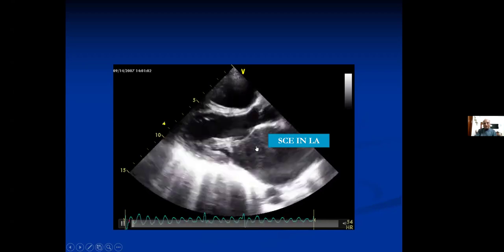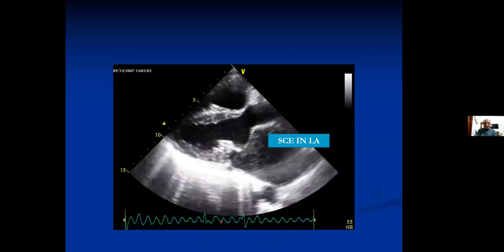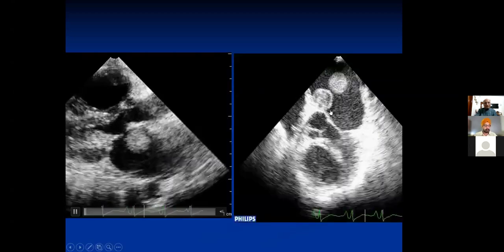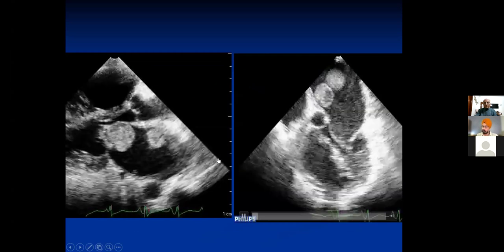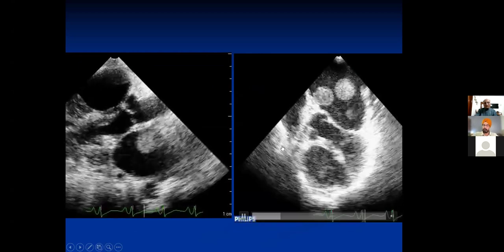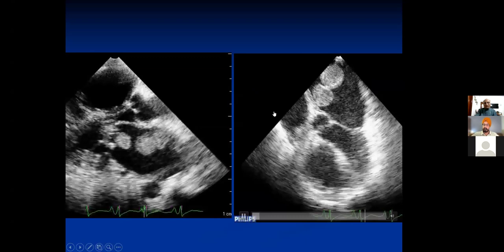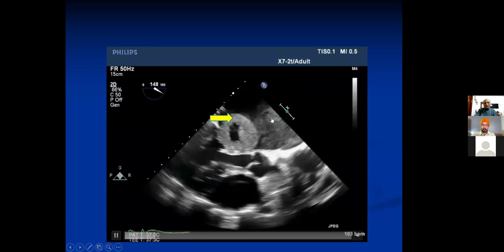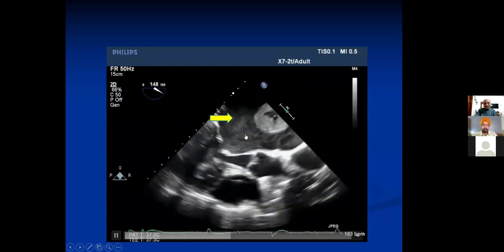Anytime you see a spontaneous contrast echo, you must look for thrombus, and every thrombus is associated with a spontaneous contrast echo. Again you see multiple thrombi, with a spontaneous contrast echo. You see again a transesophageal echo, spontaneous contrast echo, with a large thrombus coming and striking the mitral wall. So you must look for the thrombus and the spontaneous contrast echo.